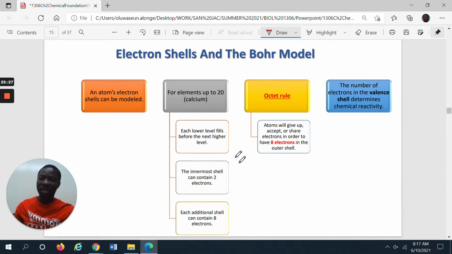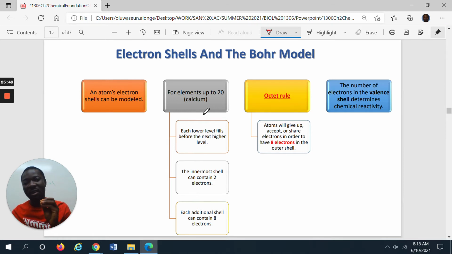Now, I'll be talking about this, and I wish I could use my board now. But this is the first time I'm trying this out. I don't think I want to risk it, since I'm not sure you will see it. Now, when we talk about electron shell, it is simple.